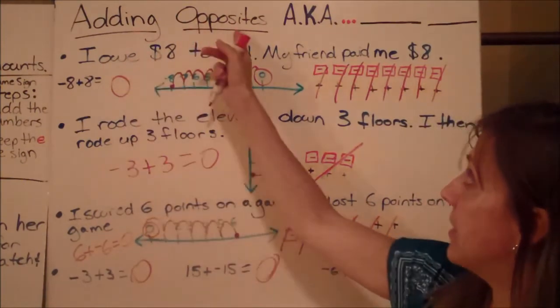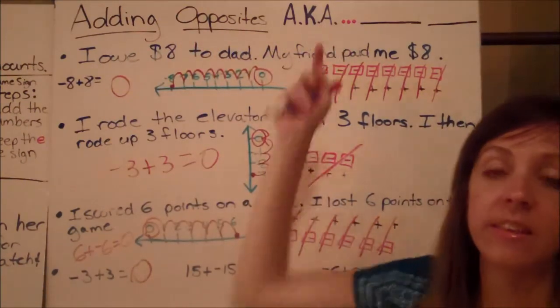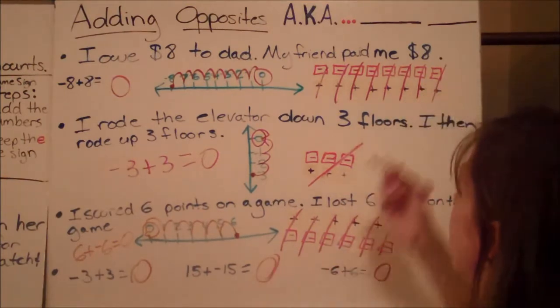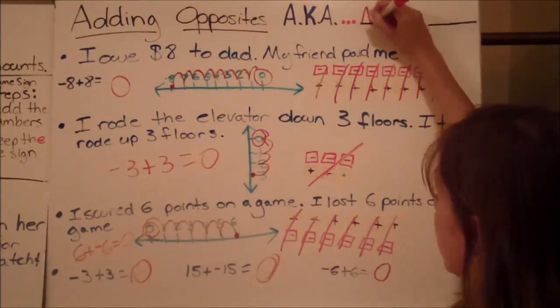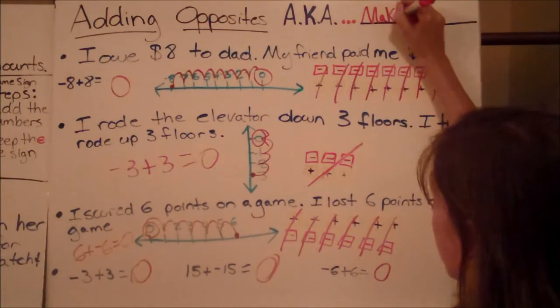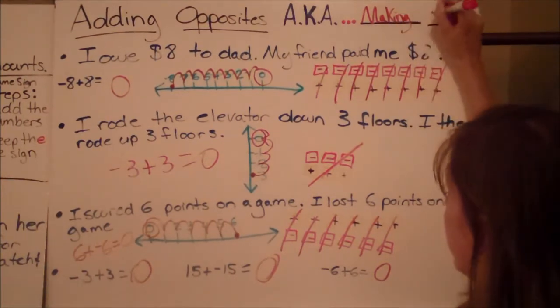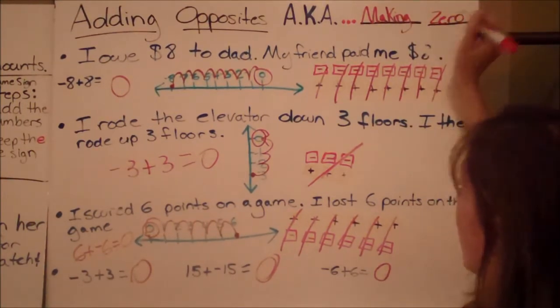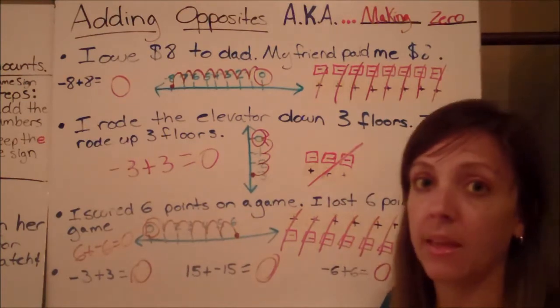All right, adding opposites is also known as making 0. So fill in those blanks, making 0. When we add opposites, we make 0.